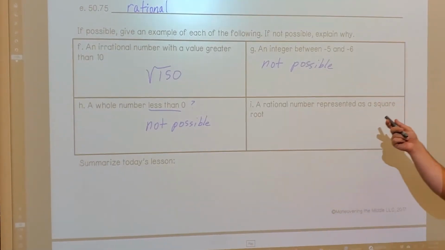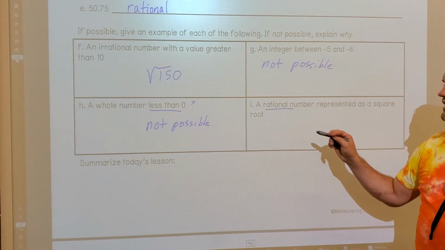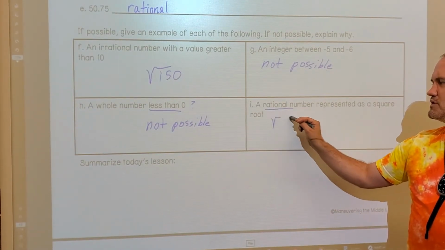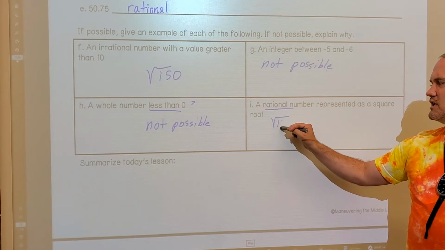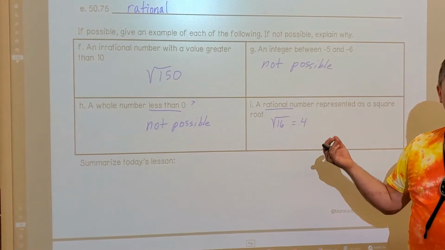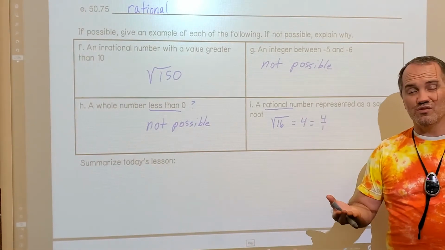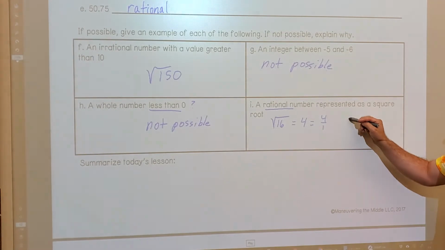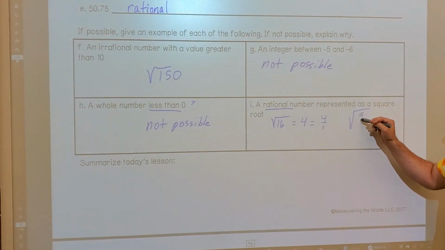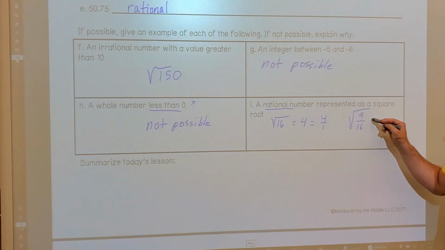A rational number represented as a square root. So it's rational, represented as a square root. We could do the square root of 16. That equals 4. Okay? 4 is a rational number. You don't believe me? Write it as 4/1. We also did something the other day, though. We did the square root of 9/16, which was 3/4.